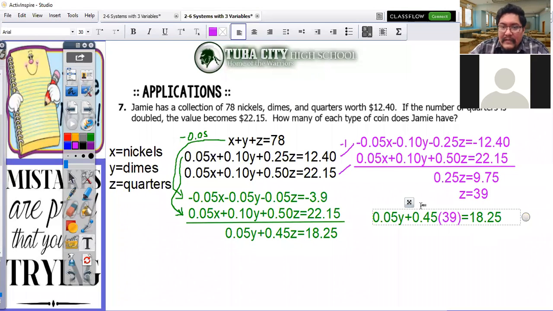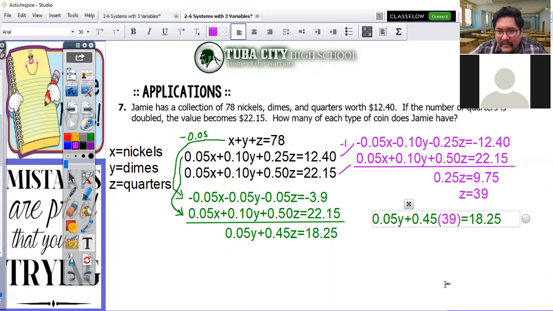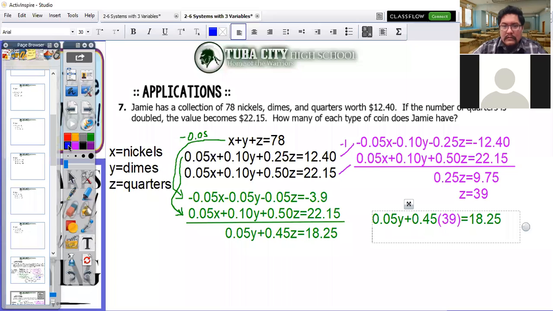And this will allow us, because now we don't have to do a whole other equation and plug in two things and all this stuff here. It's going by a little bit faster because now we're able to just plug some of this in. Okay, so we know Z is 39, so we plug that in. So 45 cents times 39, that's going to be 17.55. Nothing's changed here. 17.55 equals 18.25.